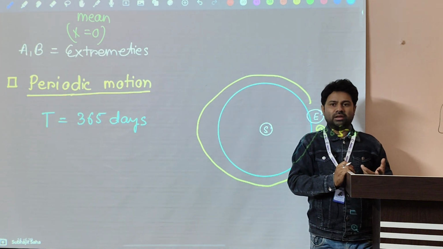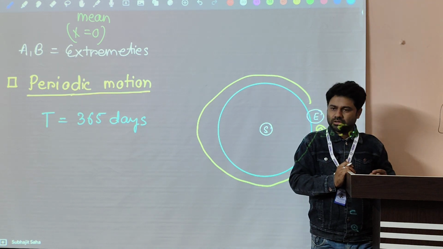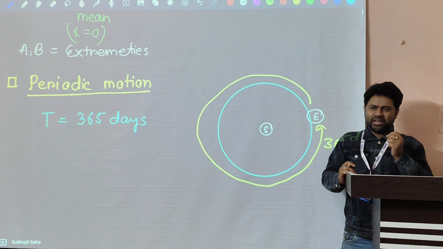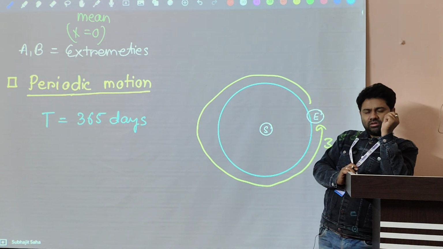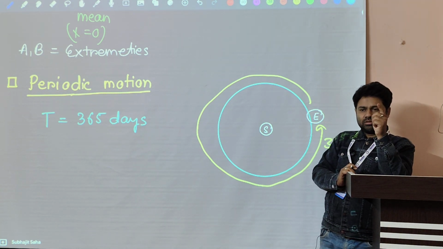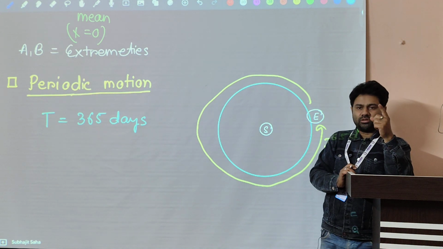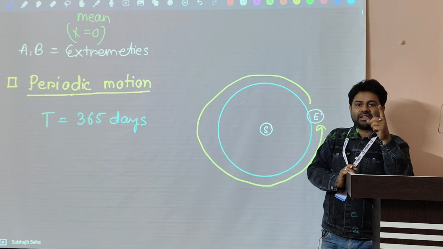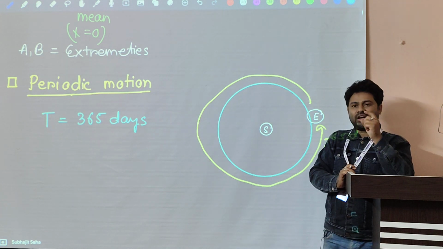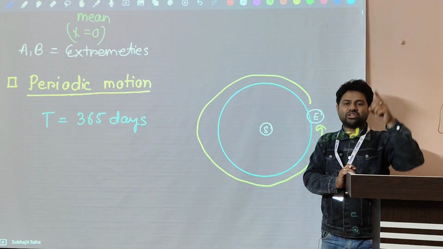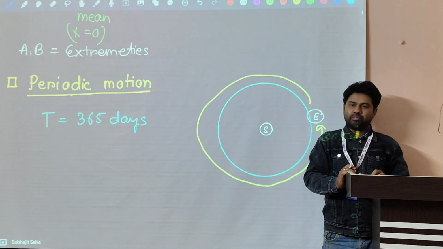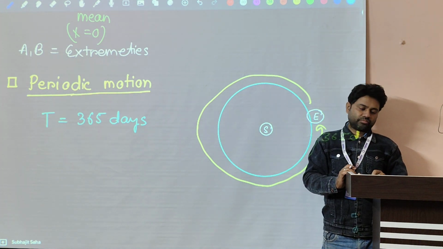Consider the motion of a minute hand of a clock. After every 60 minutes, the minute hand comes back to the same position. Consider the hour hand. After every 12 hours, it comes back at the same position. Consider a second hand. After every 60 seconds, it comes back at the same position. So all these motions are periodic motions.